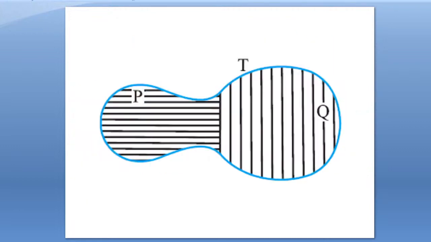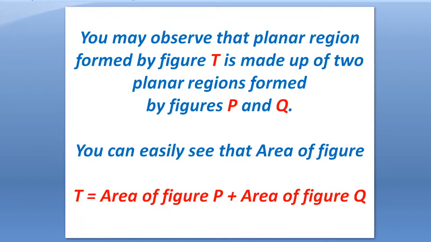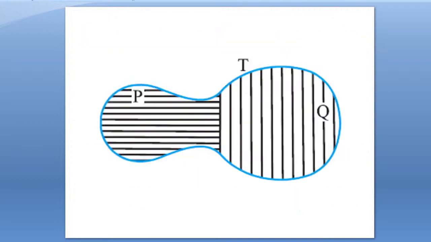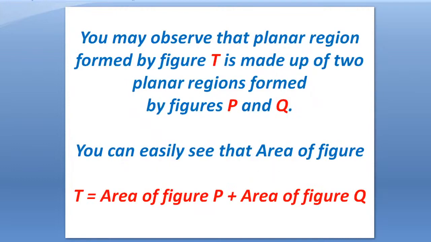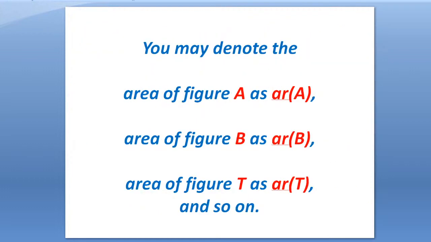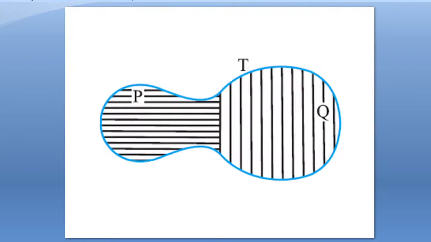Now see this figure. See area P, area Q and area T. So see here, observe that this planar area formed by figure T is made up of two planar regions formed by figure P and Q. Figure P, one area, figure Q, another area.